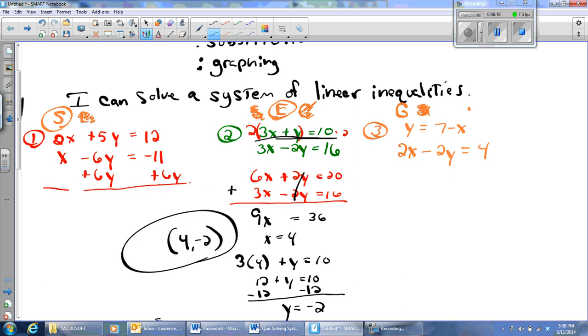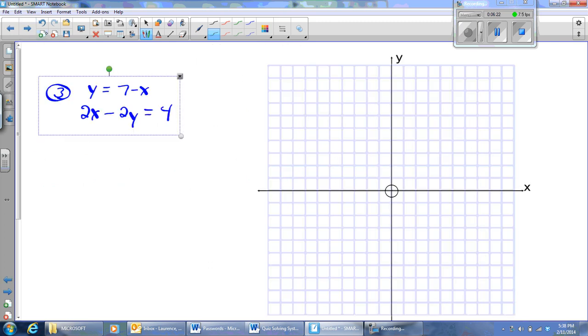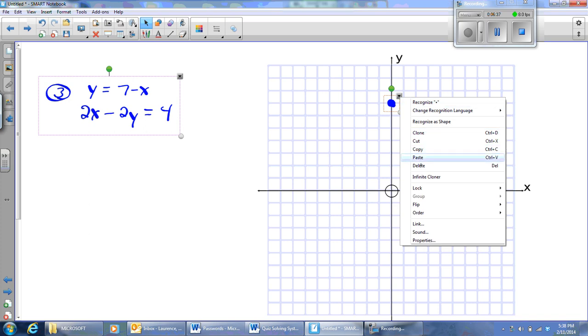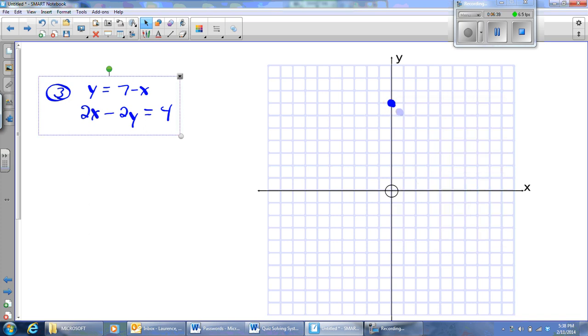All right, there we go. I'm tearing right through these. This one here, I said I was going to do by graphing. So let's go to my graph. There it is. I know the y-intercept of this equation is 7. 1, 2, 3, 4, 5, 6, 7. And I know that my slope is -1/1. So I'm going to infinitely clone him, and we're going to get some points going like this.